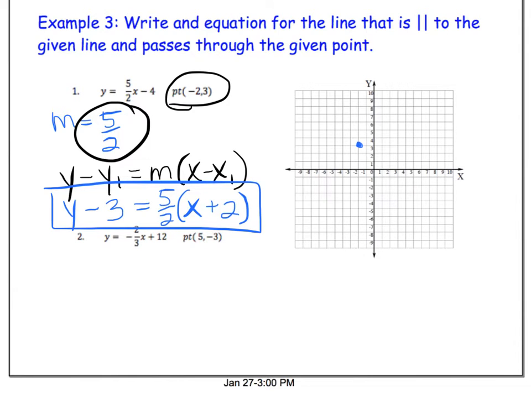Your first job is to understand what your slope is going to be of your parallel line. And as long as you've been paying attention to this video, you know your slope is going to be negative 2/3. So we're going to use this slope and this point and write an equation in point slope form. I would like you to give it a try just to practice with point slope form. Go ahead and write the equation.